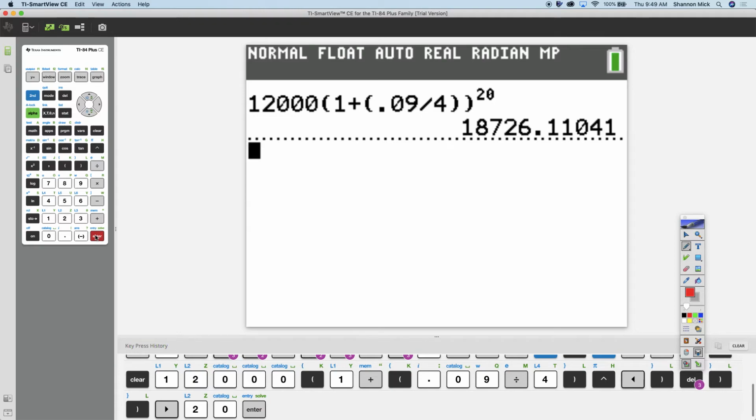So our balance would be $18,726.11. Okay, how do I know where to round this? It's money, right? To the nearest cent, correct? Unless it tells me differently. So how much money did I make?